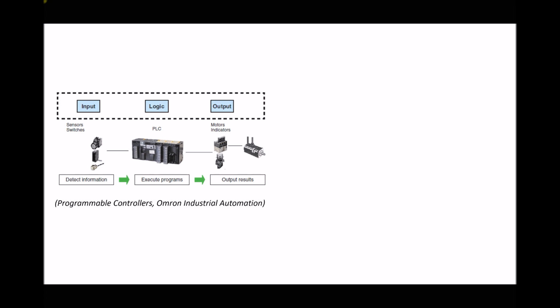So on this diagram, we see some examples of different inputs and outputs. On the left-hand side, we have our inputs, things such as sensors and switches, and they're used to detect information or detect conditions within a system. Those inputs then feed into the PLC, which will be controlled by the logic-based program, and the PLC will execute programs based on the inputs. So if the inputs change, the program might be executed in a different way. And finally, we have our outputs, things like motors and indicators as an example. So the outputs are determined by the inputs and the programs that are executed within the PLC itself.